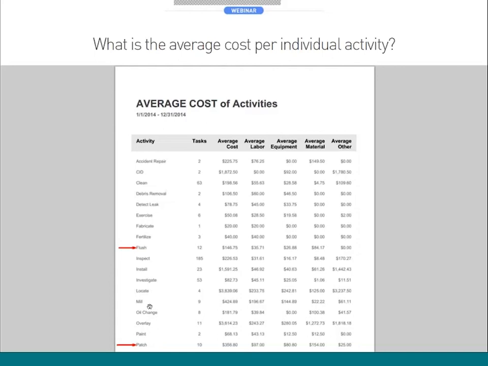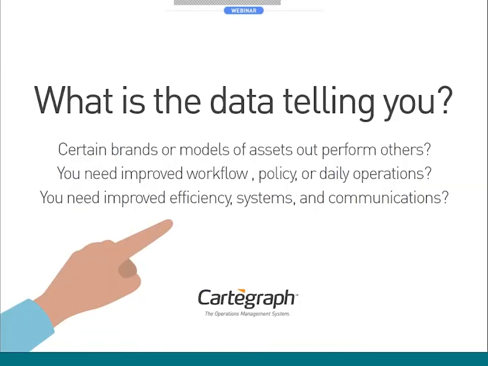And then what is the data telling you? This is where we addressed this a little bit. Certain brands or models of assets outperform others. You need improved workflow policy or daily operations. You need improved efficiency, systems, communications. These are the kind of questions that this data is going to hopefully help you answer.